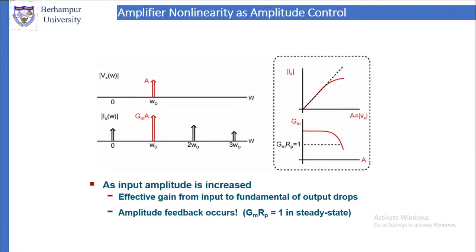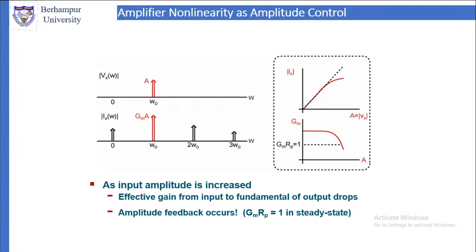Now look at the amplifier nonlinearity as the amplitude control, how the amplifier nonlinearity is controlling the amplitude. There are two figures, the top figure and the bottom figure. In the top figure, you can see the variation of I, the current, with A, the amplitude or voltage. It is linear over a portion, then it becomes nonlinear.